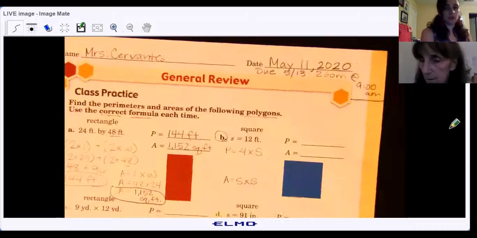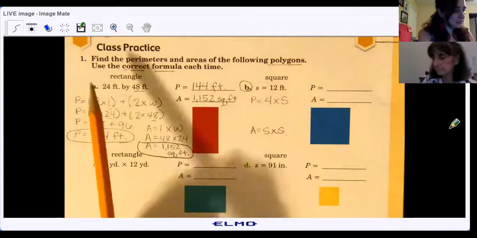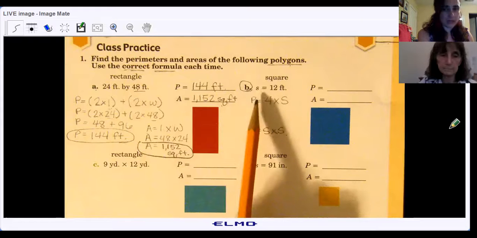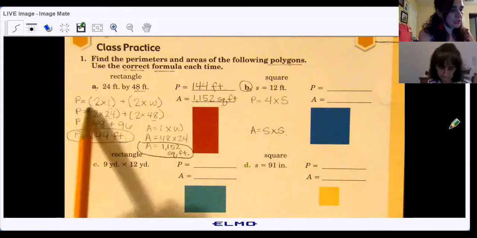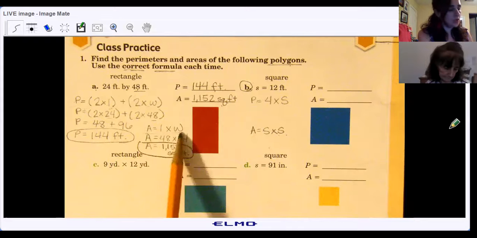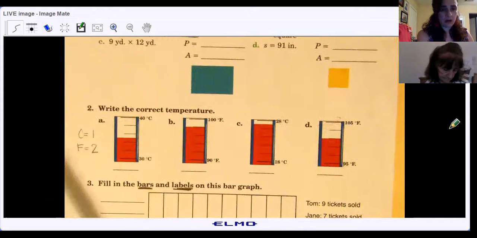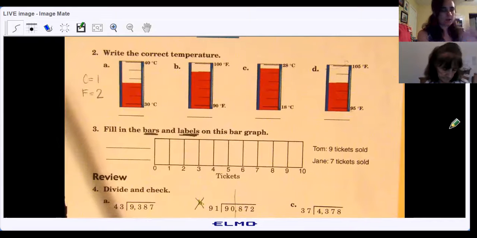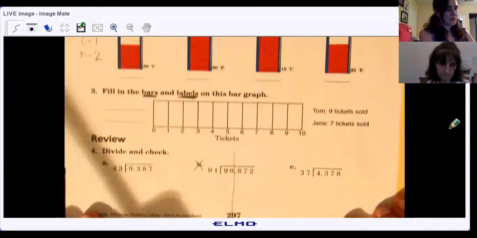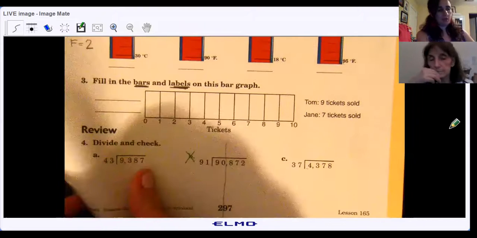Okay, so Mrs. Biggs, on the front, you need to finish completing. She did A with you. B, she made sure you had your equations. You also have your perimeter equation here and your area for rectangle. You need to complete C and D. You need to complete all of 2. You need to complete your bar graph using bars. At the bottom, you only have to do A and C. You do not have to do B.